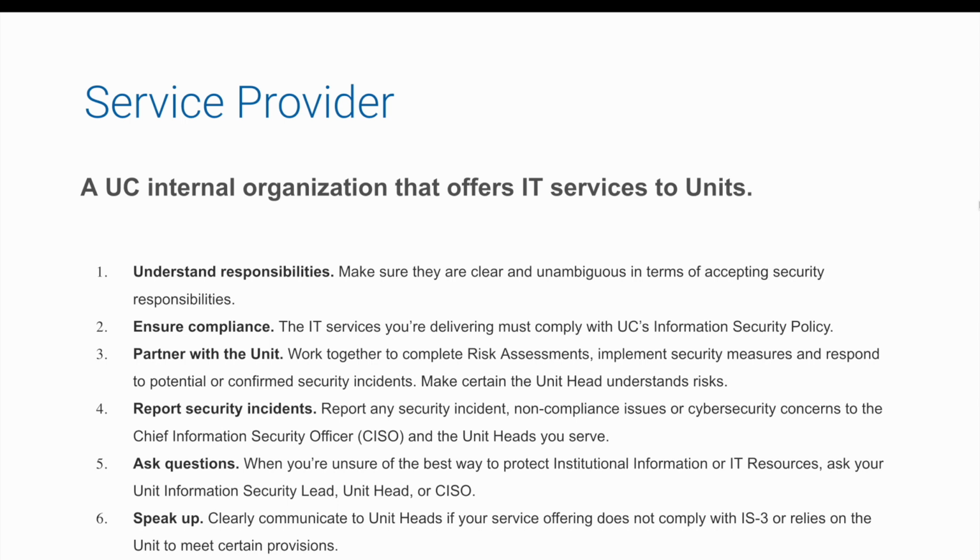And finally, speak up. As a service provider, you are an expert in delivering compliance services to units at your location or other locations. You must clearly communicate to unit heads if your service offering does not comply with IS-3 or relies on the unit to meet certain provisions. For more information, check out UCOP's Quick Start Guide by role for service providers.